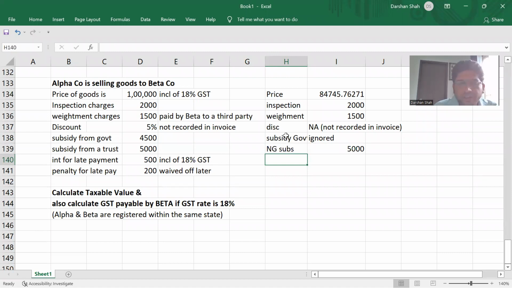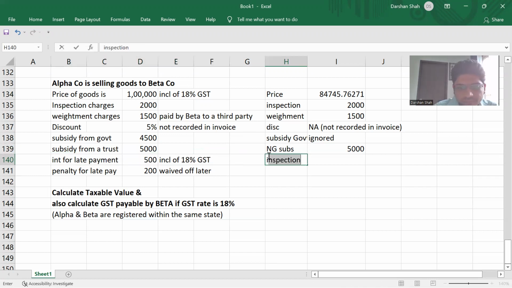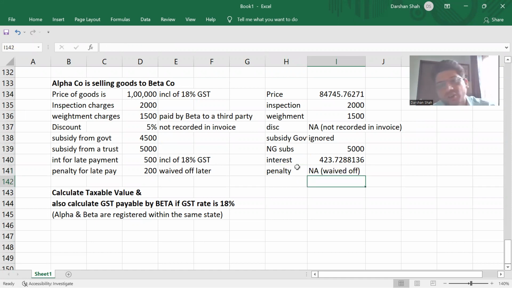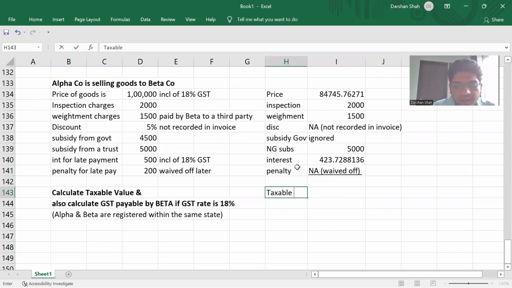Interest for late payment. It is not waived off, so we'll have to take it, right? But again, the same problem, that interest is inclusive of GST, so I want an exclusive amount. Exclusive amount will be 500 into 100 divided by 100 plus GST, which is 423. And penalty. Should I take the penalty? I'll ignore it because it is waived off. So then I'll get my taxable value.